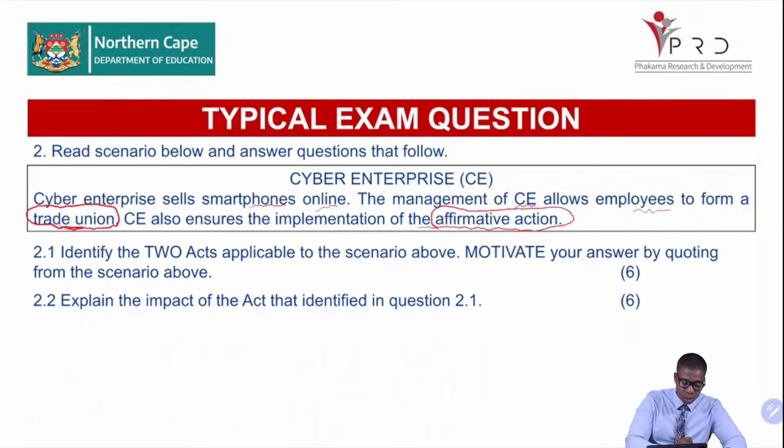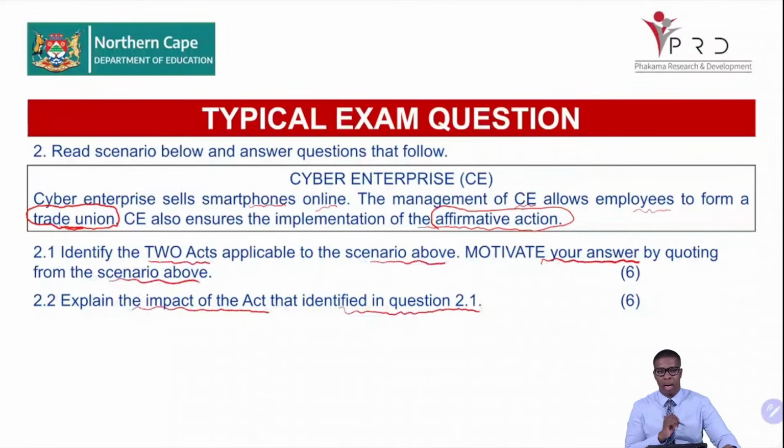So when you look into 2.1, it says to you identify 2 acts applicable to the scenario above. Then it says motivate your answer by quoting from the scenario above. Then it says explain the impact of the act that was identified in question 2.1. Now, that is how you go about analyzing your question.